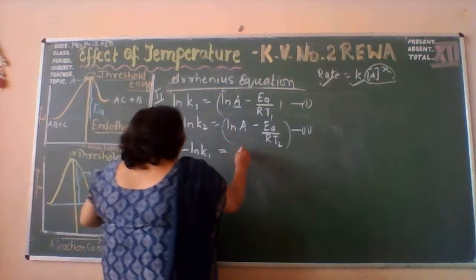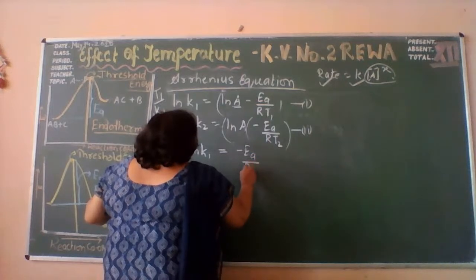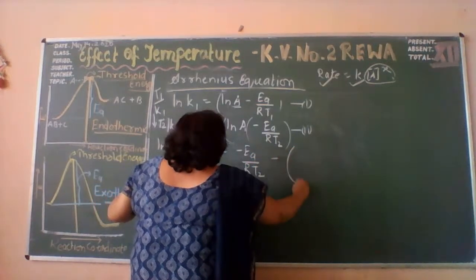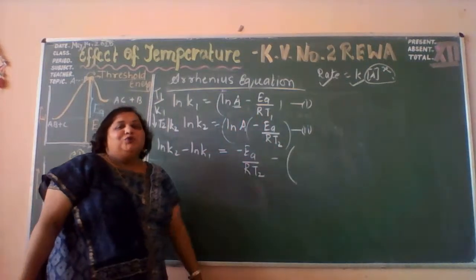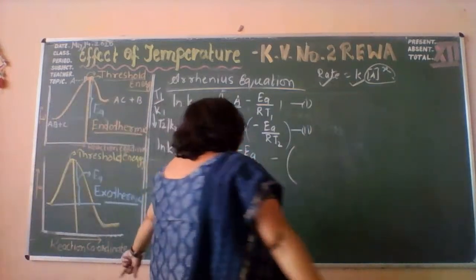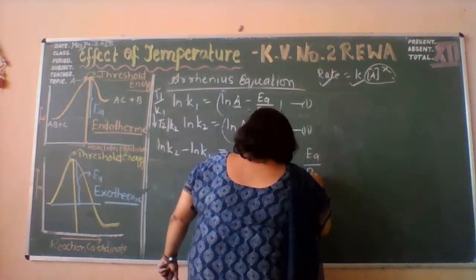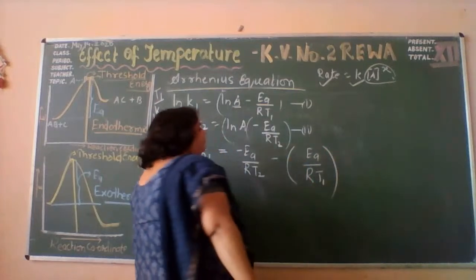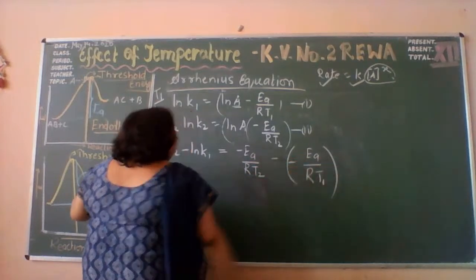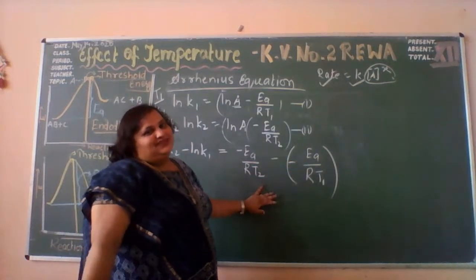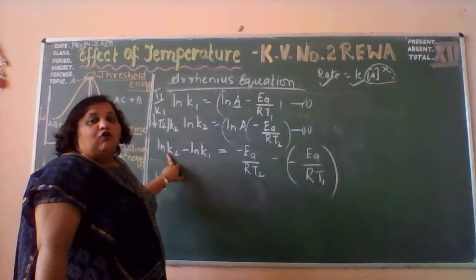So what I have to do here is take this side: minus Ea/RT2, the entire quantity is in the minus. Don't forget to make proper use of the sign. Right? What is it going to be here? Minus Ea/RT1. Minus minus becomes plus. Right?